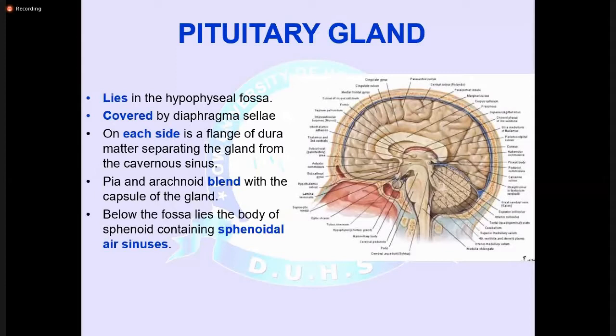Now, if you can recall, there's a structure called the hypophyseal fossa, which lodges the pituitary gland. The pituitary gland is covered by a diaphragm known as the diaphragma sellae. On each side, you have the lining of the dura mater, which separates this gland from the cavernous sinus. So this is the location of the pituitary gland. The pia and the arachnoid cover the capsule of the gland. Below the hypophyseal fossa, you have the sphenoidal air sinus, so the pituitary gland has a close relation to the sphenoidal air sinus.